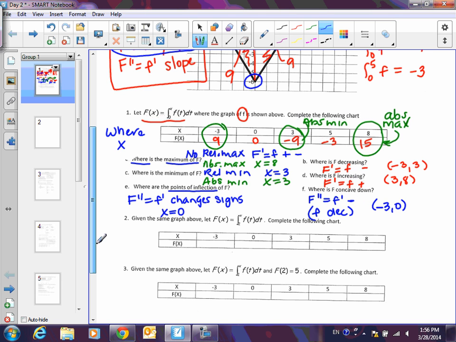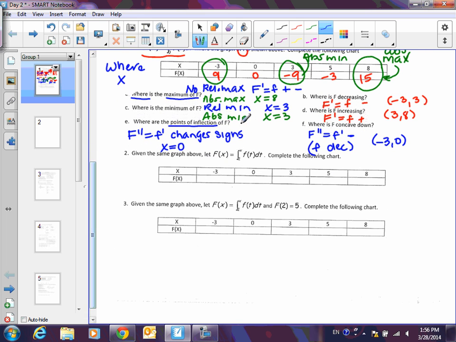All right, so now let's look at 2. This is another chart. It's the same problem set, but we have a different formula. Now we're starting at 2 instead of starting at 0. Is that going to affect the answers? Yeah, it is. So for this one, we're going to start at 2 and go to -3. That's how we're going to do this first one.